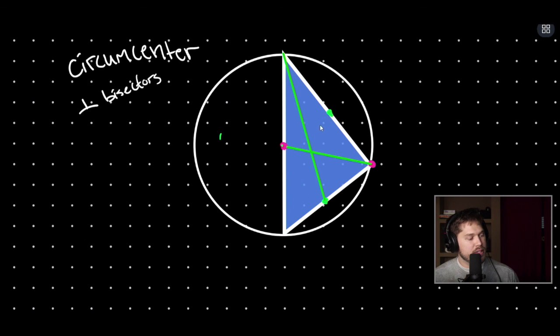I'm going to clean up this line just a little bit. It seems like I might have had the center just a tiny bit off, maybe a little bit more right there. Excellent. There we go. And you can see that these three points are collinear. And this is called Euler's Line.